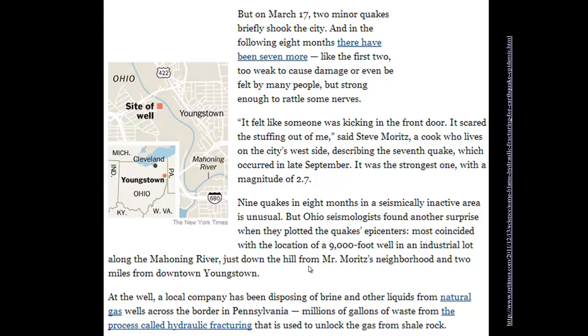And so what they found was that the earthquake epicenters were near a 9,000-foot deep well in Youngstown. At the well, a local company has been disposing of brine and other liquids from natural gas wells, millions of gallons of waste from hydraulic fracturing. So this is the problem: it's not exactly hydraulic fracturing, but the disposal of the waste, which a lot of times is injected into the ground, not at as high pressure as the hydraulic fracturing, but at much higher volume in the end. So that's the story of fault mechanics.